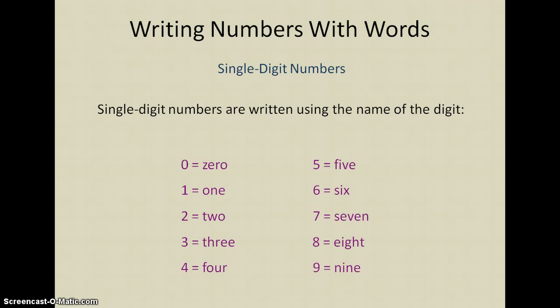Of course, for single-digit numbers, we're going to write the number using the name of the digit. So you can take a look at the spelling of each number here. There's a couple that are a little bit tough, but you'd want to make sure to learn those words and be able to use them correctly. So those are the numbers, or the digits, 0 through 9.